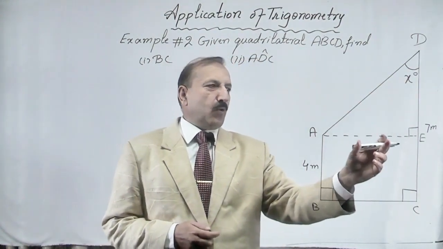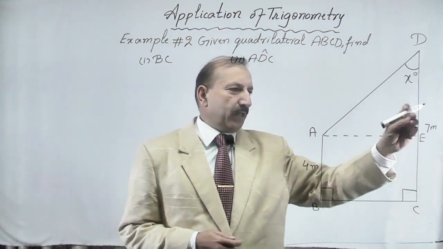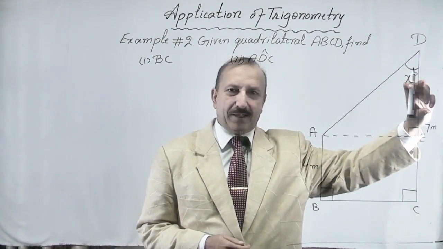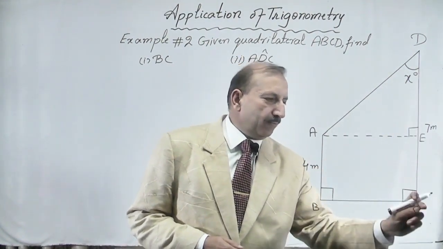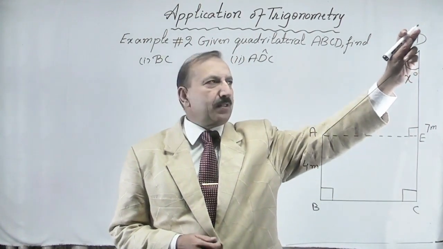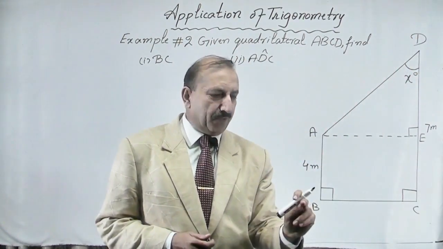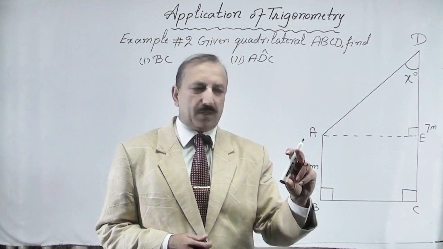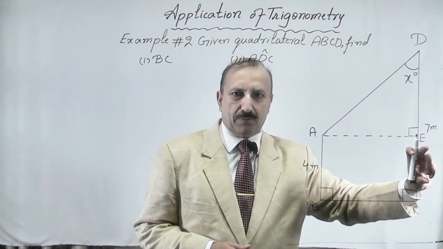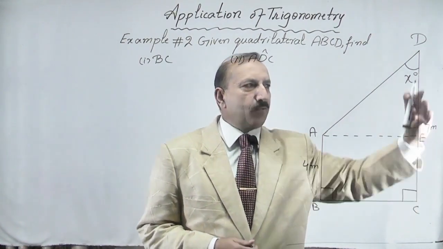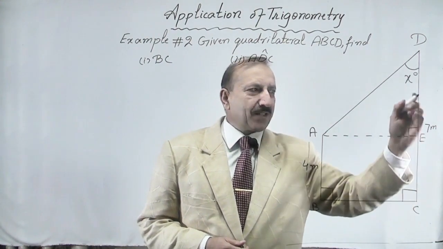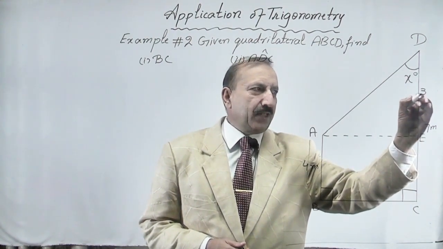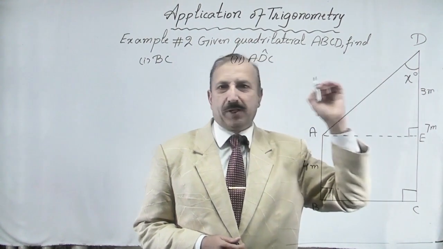So, first of all, if you see, we can find this length with the help of these two measurements. From here till here, my dear students, this is 7 meter, and from here till here, this is 4 meter. If we subtract this part, the rest will be this. So 4 subtracted from 7 will give us 3 meter here.